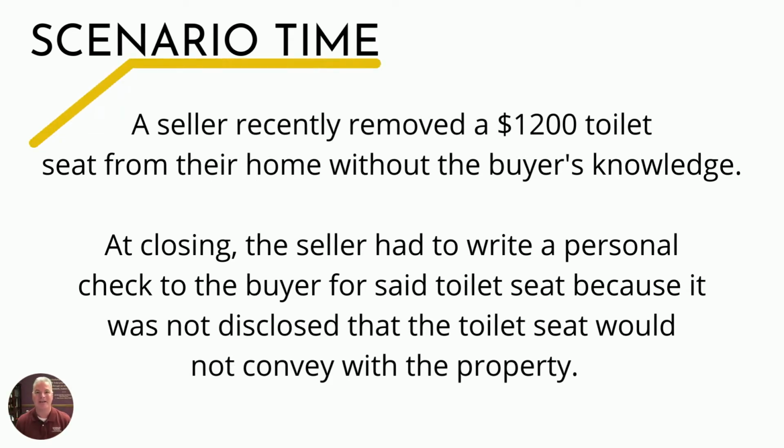Obviously, the buyer and the buyer's agent contacted the seller's agent and said, hey, yeah, I took the toilet seat. And they said, yeah, that's our toilet seat. We just replaced it with another one. Nope. That was not in the contract. It was never disclosed that you'd be taking that. That was an attachment. Sure enough, it was one of those expensive Mac Daddy toilet seats.